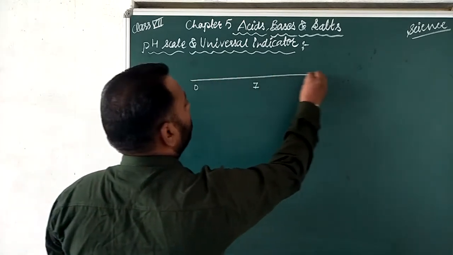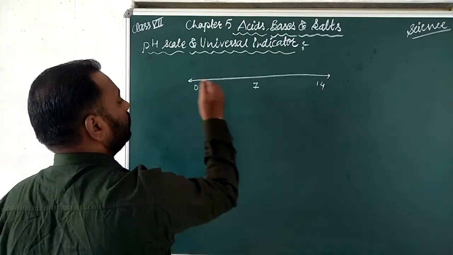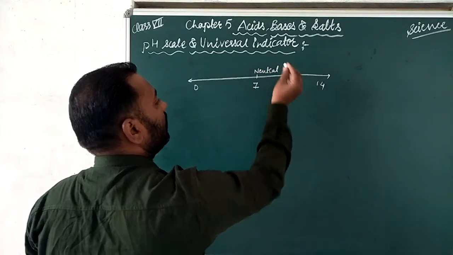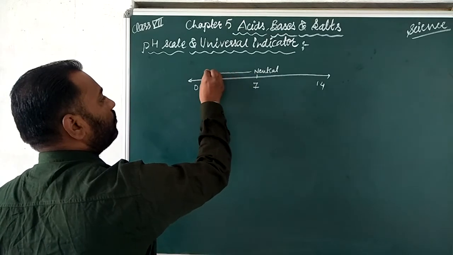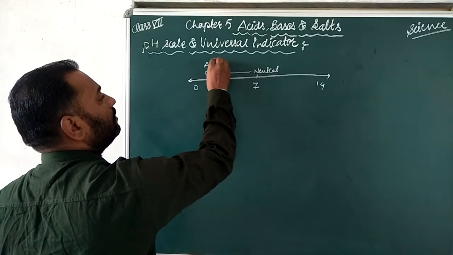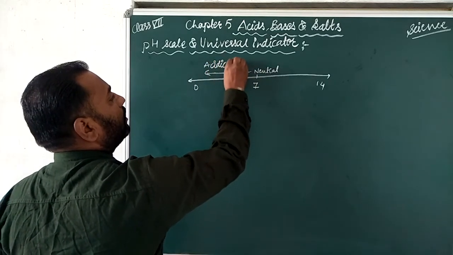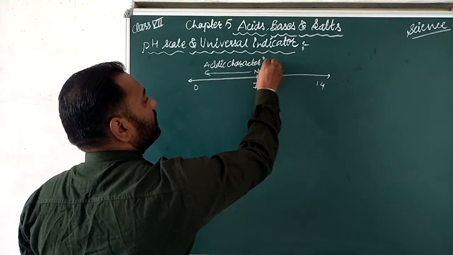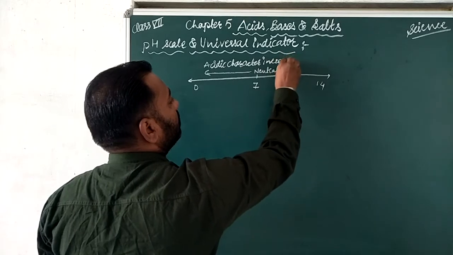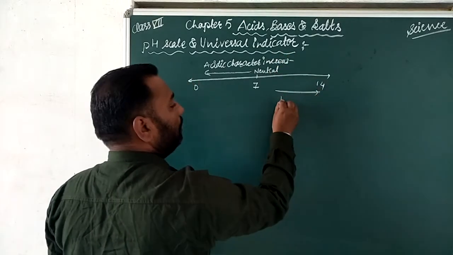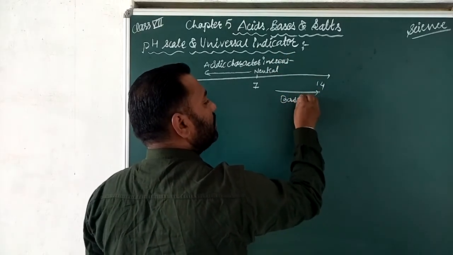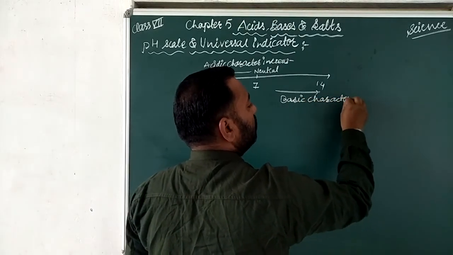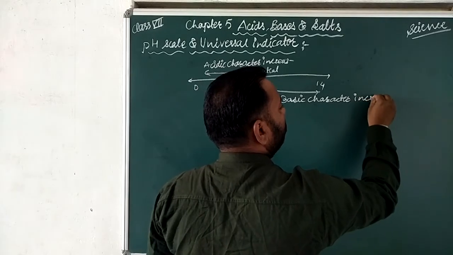At 7, we have the neutral solution. In this direction, acidic character increases, and in this direction, basic character increases.